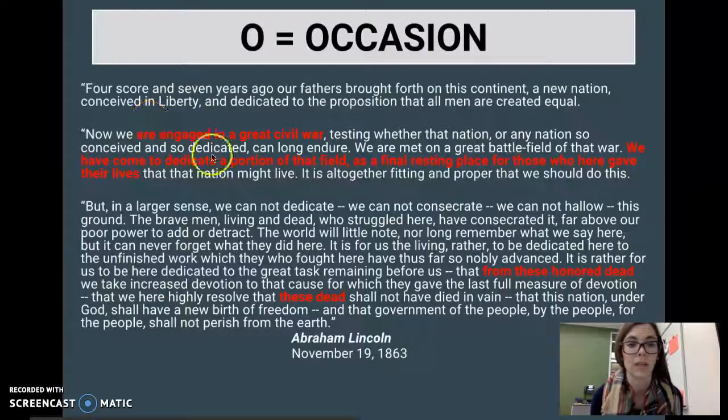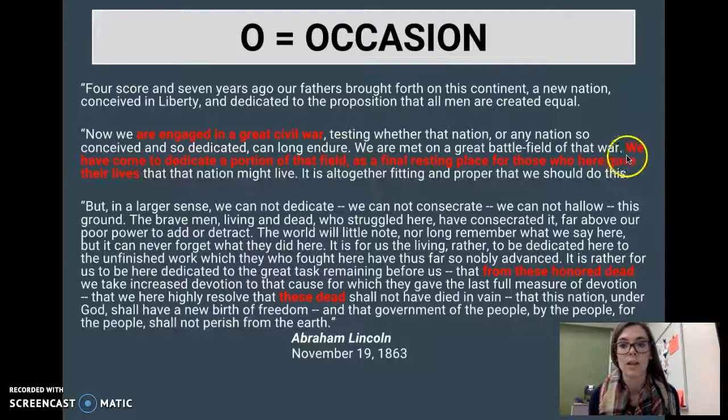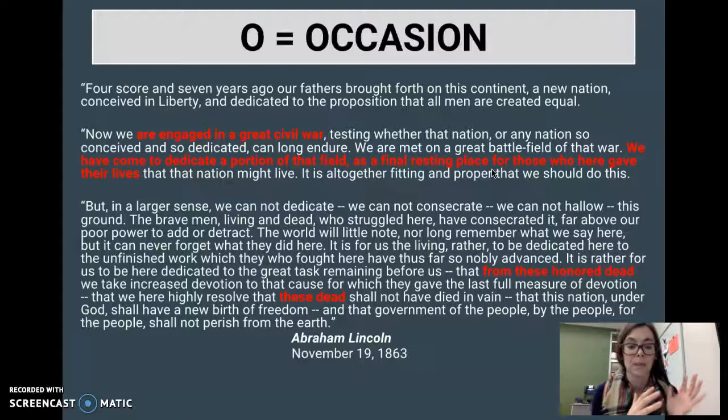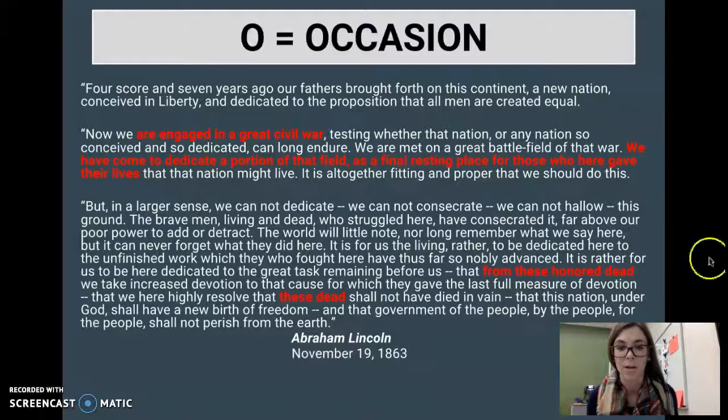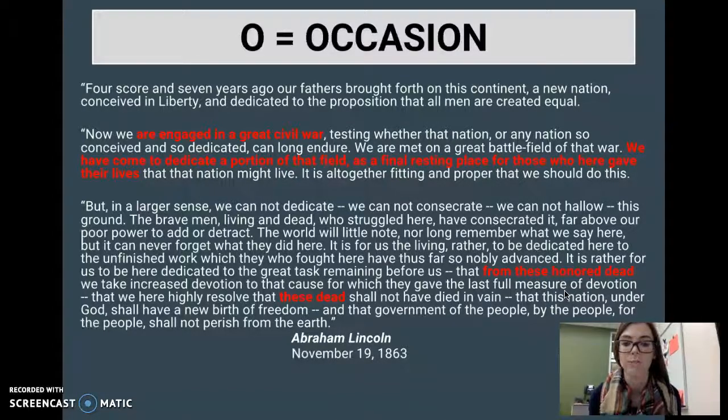"Now, we are engaged in a great civil war." When he says that, that gives us some historical context as to when the speech was given. And then he also says, "We have come to dedicate a portion of that field as a final resting place for those who here gave their lives." So now we know this is happening during the Civil War. This is a ceremony that he's giving a speech at to honor people who have died. And he mentions the word honor dead, so he's really playing up the idea that they are trying to honor and give credit to those who have sacrificed their lives for the Civil War.